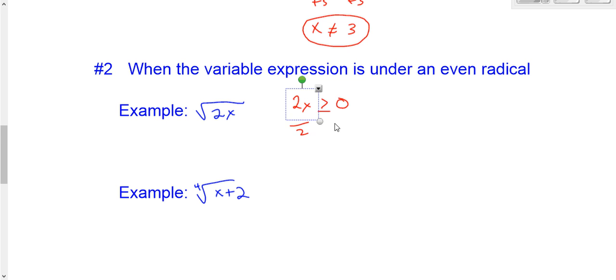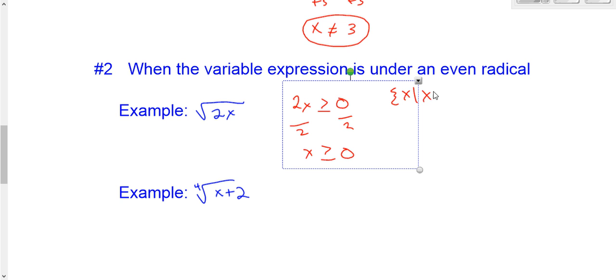To figure out the values of x that work for this expression, I have to solve this inequality. I divide by 2, and 0 divided by 2 is still 0, so x has to be greater than or equal to 0. So my inequality is x such that x is greater than or equal to 0, and my interval notation goes from 0, and it's equal to 0, so I use a bracket, and then I go all the way to infinity. So these are my domains. I guess I didn't say that, but yes, these are the domain of the expression.